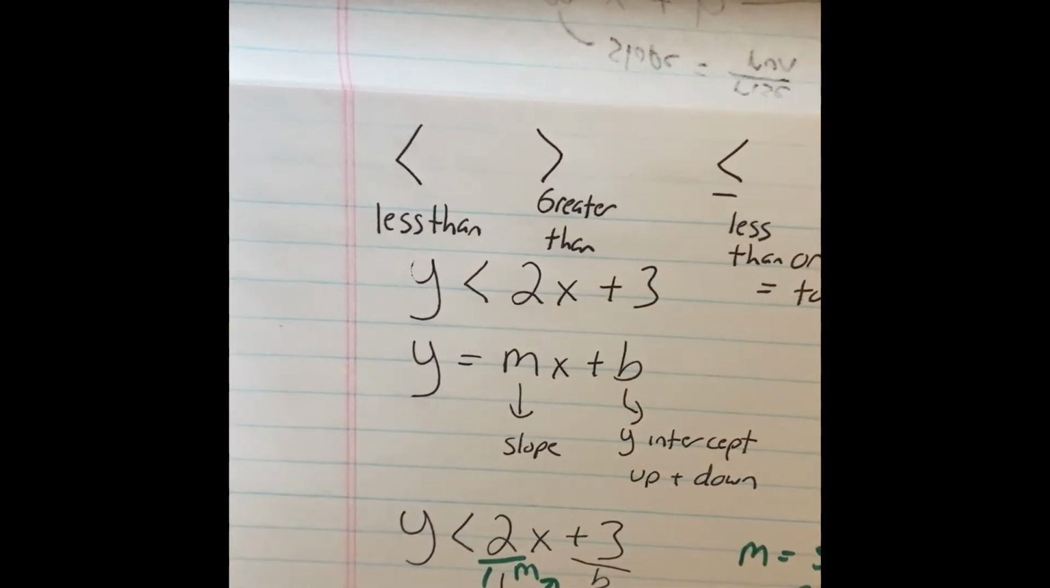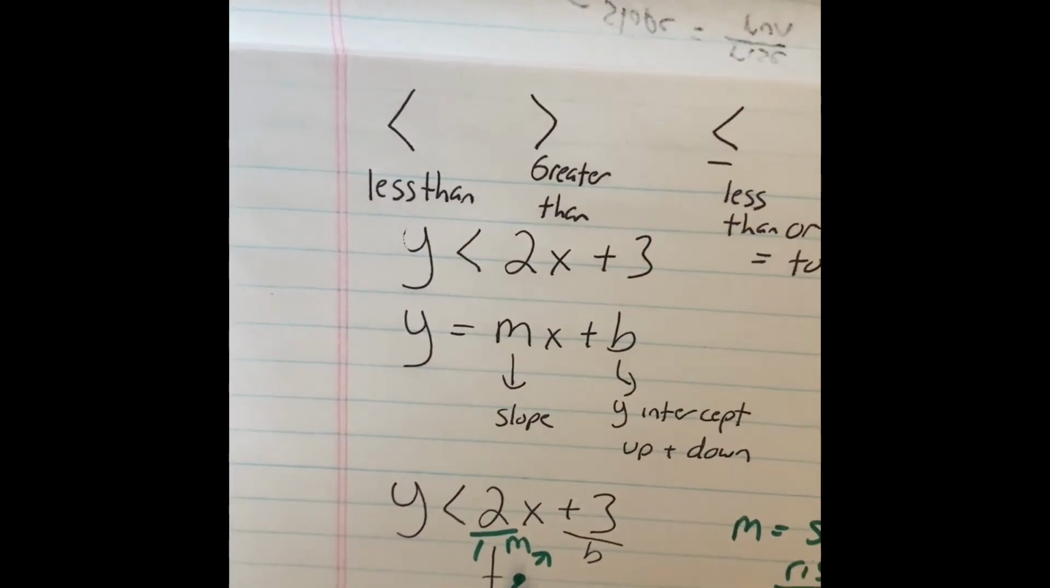So really that's the only thing new so far from the other lesson. We still start up 3, rise 2, so that's slope of 2. We went up 2 over 1. And since it's a less than, we do a dotted line. If this had a line under it, less than or equal to, we do a solid line.